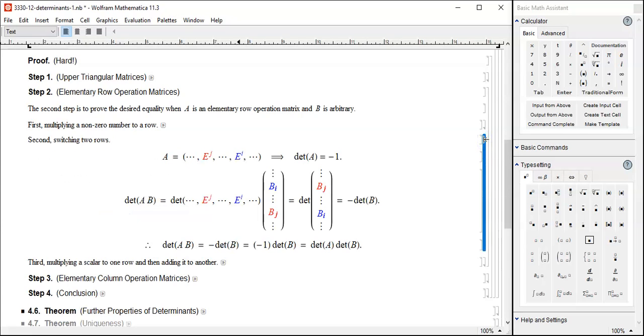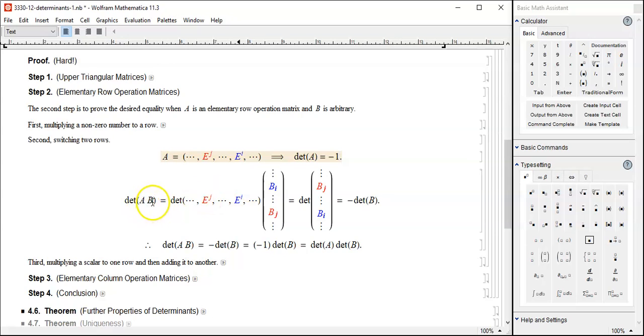Second, switching two rows. And here, if we switch these two columns, i and j, and then multiply to the left, and that's what makes this bi and bj switched over. How about this determinant? It is -1 by the alternating property. We have ith here and jth here, then that's identity matrix, so that determinant is 1, and we switch these two columns. So determinant of this elementary row operation matrix is -1, excuse me.